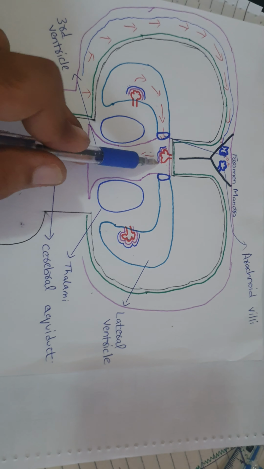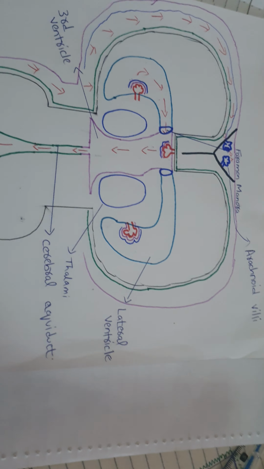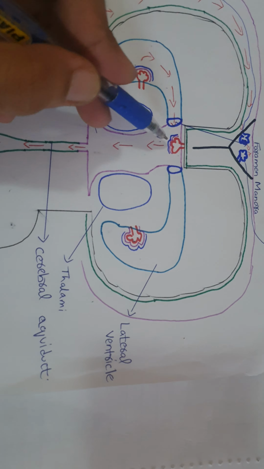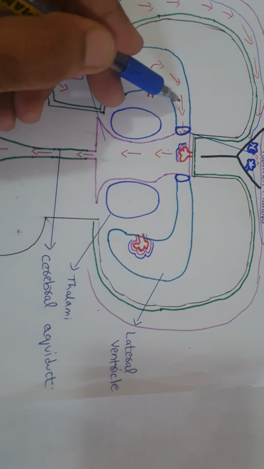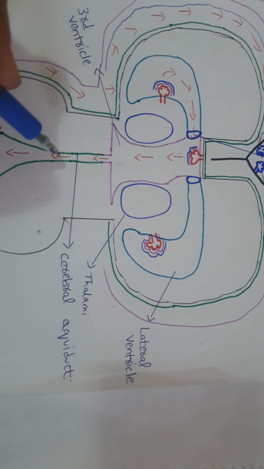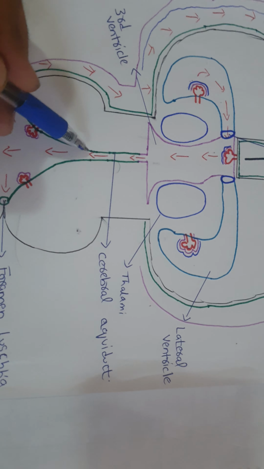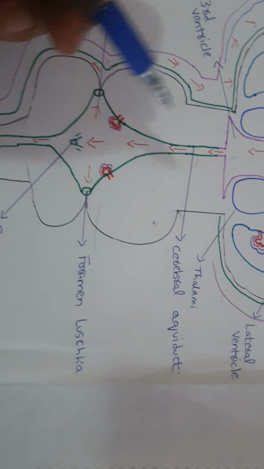Then in the third ventricle there is a choroid plexus which secretes CSF. Along with the CSF coming from the lateral ventricle, it enters the cerebral aqueduct. Through the cerebral aqueduct, this CSF comes into the fourth ventricle.